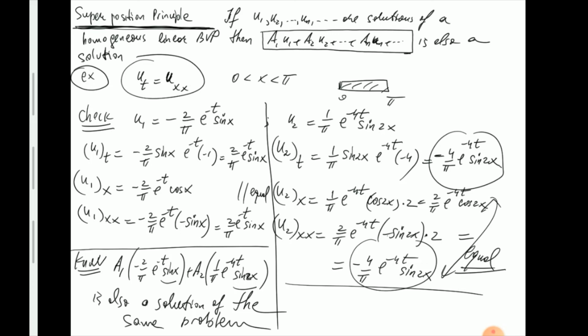But I hope you'll have some intuition at this point that there are plenty of other solutions than just these two. Maybe another solution that involves sine of 3x, maybe another one that involves sine of 4x, and so on and so forth. Maybe you could try to find one just by manipulating these coefficients and see if you can find a third one.